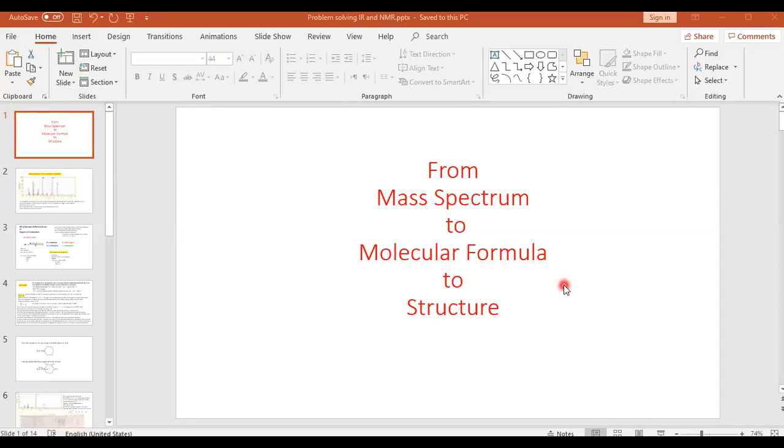From spectrum to molecular formula to structure. Dear students, today I am recording this lecture just to help you learn how to elucidate the structure of a given compound on the basis of the spectral data, on the basis of the spectroscopic data. So here we want to go from mass spectrum to molecular formula and from molecular formula to structure.